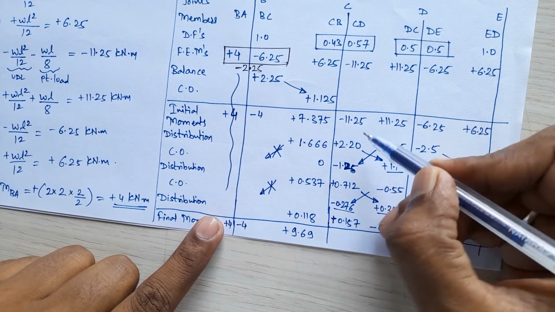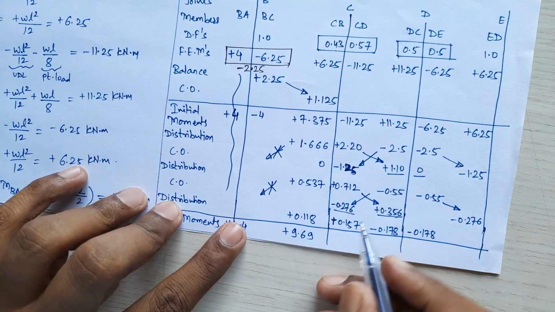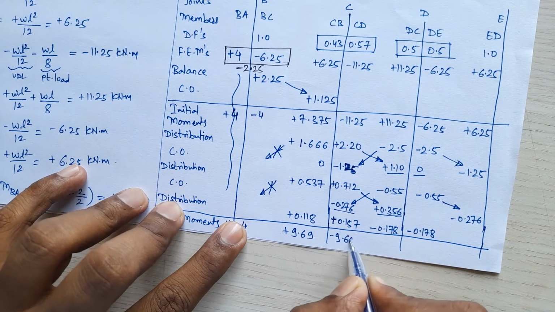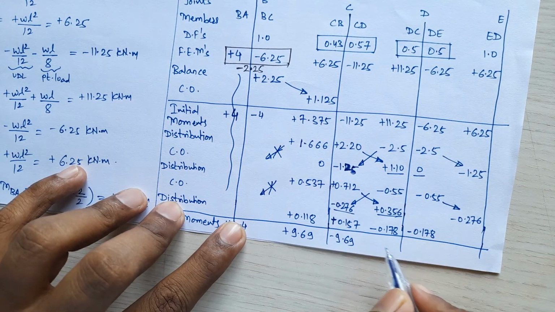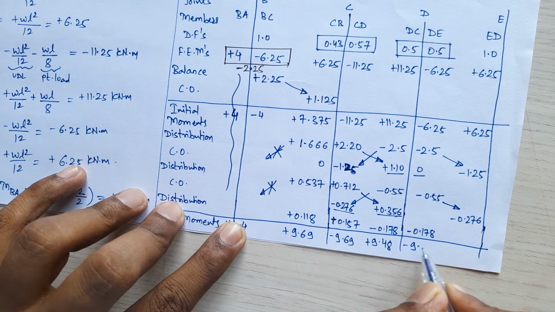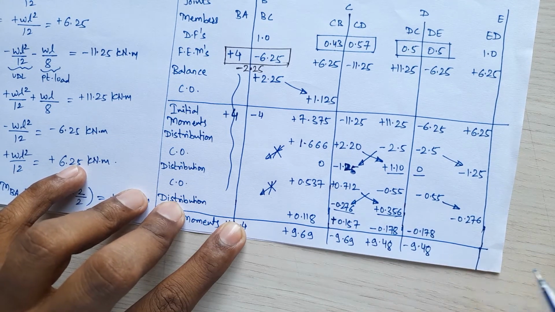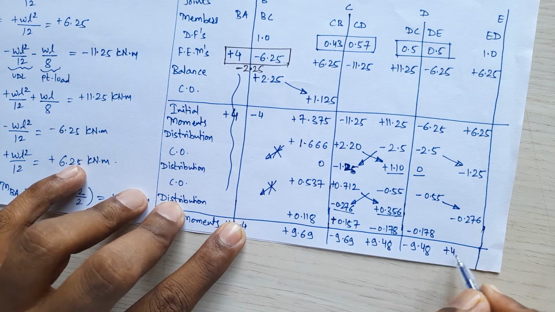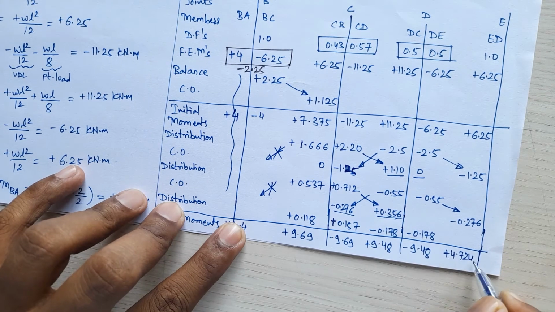Okay. Next for CD, again add these values. I get that as minus 9.69. Same way, this I am getting as plus 9.48. This I get as minus 9.48, and this I am getting as plus 4.724 over there.